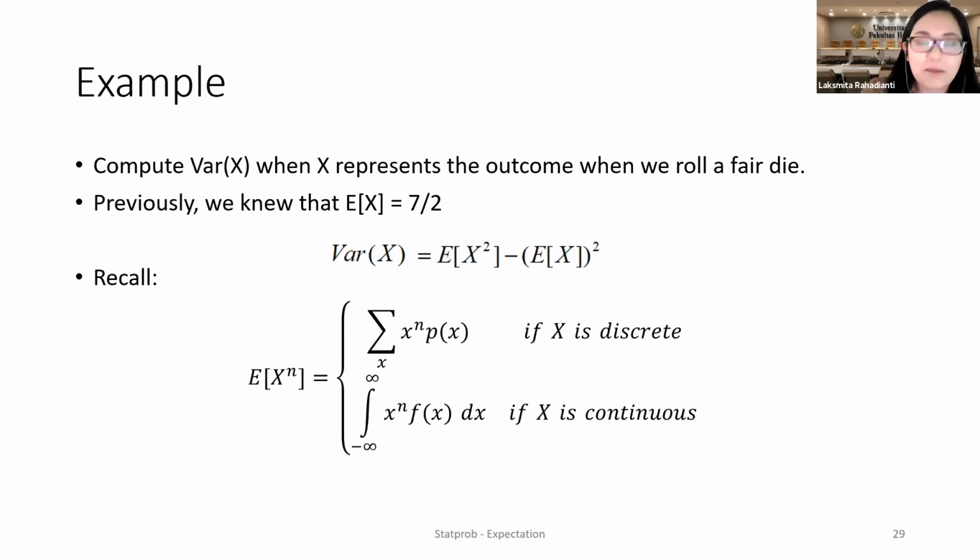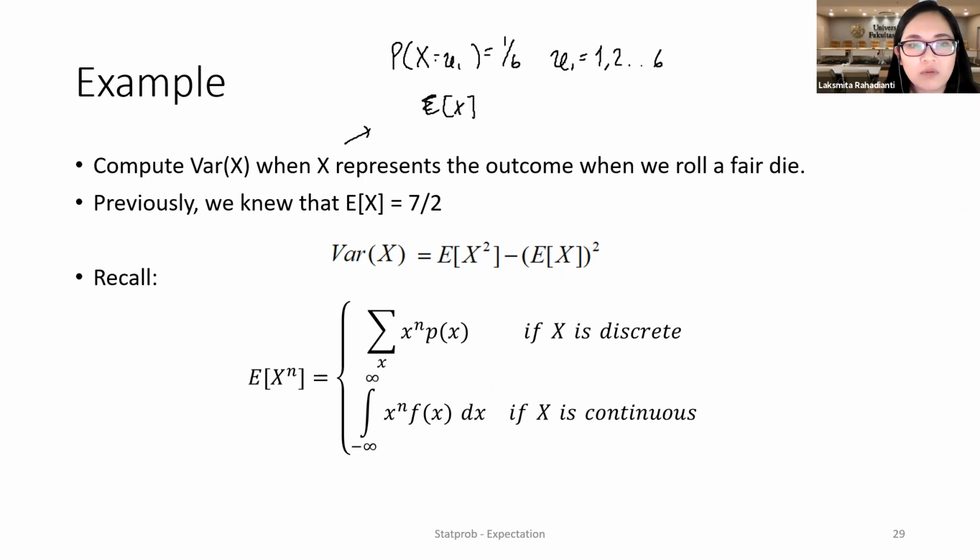So in our previous example, when we were computing the roll of the fair die, we computed this one. So we know that P(X = xi) = 1/6 for xi equaling 1, 2 until 6. And our expectation, when we were computing it, was 1 times 1/6 plus 2 times 1/6 and so forth. And the sum is 7/2. So we knew that E[X] was 7/2, and now we want to compute the variance.